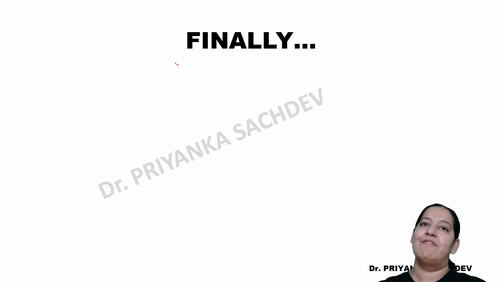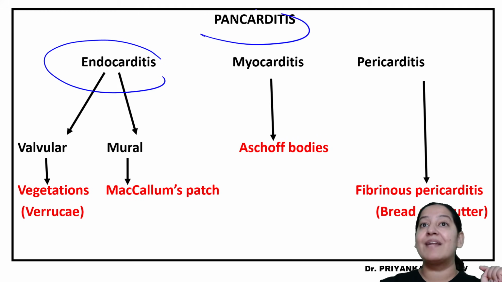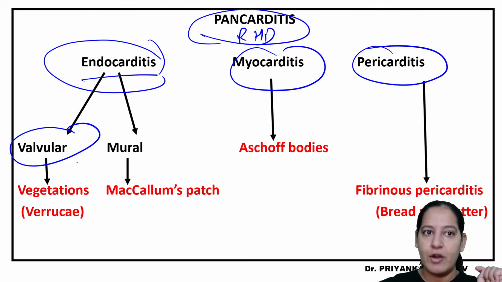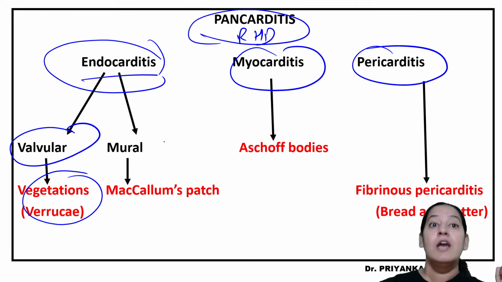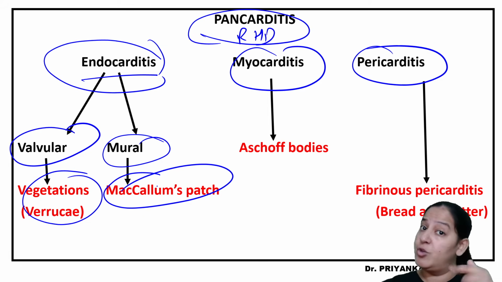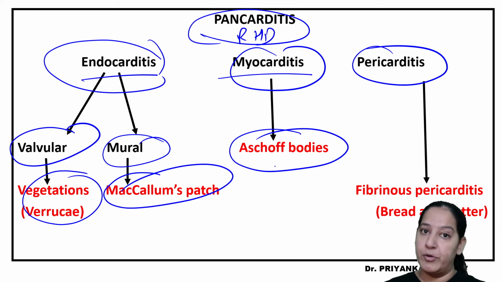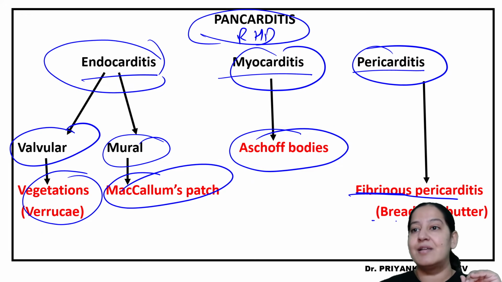So finally, what we have learned today: we have learned pancarditis in rheumatic heart disease, endocarditis, myocarditis, pericarditis. In valvular endocarditis, there are vegetations formed. You know on which valves, where, what is the deformity. In mural endocarditis, it is McCallum patch. You know in which chamber and which wall. In myocarditis, Aschoff bodies are formed. You know what these are? These are granulomas, and what is the composition, which type of cells are present. And in pericarditis, there is fibrinous pericarditis, that is bread and butter appearance.